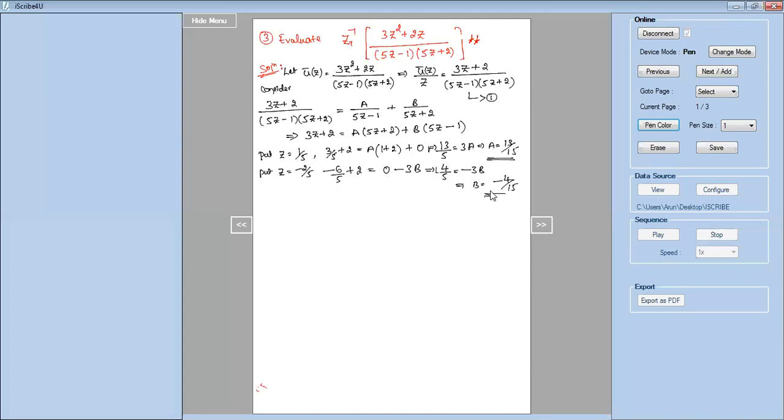So I get the value of B. B is minus 4 by 15. These are the values of A and B. A is 13 by 15, B is minus 4 by 15. Now substitute this A and B in this expression.